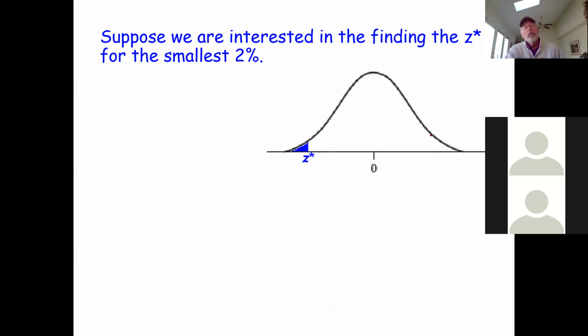All right, so what we're going to do here is a little bit different. We want to see the smallest 2%. That's what we want, 0.02. That's very small. That probability is very small.